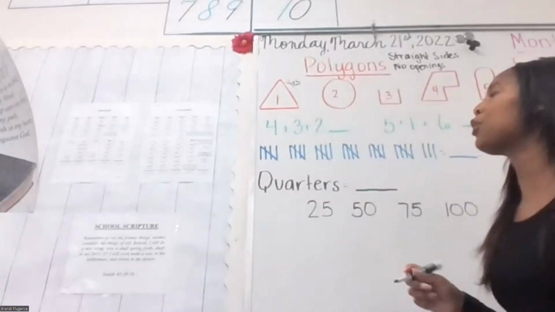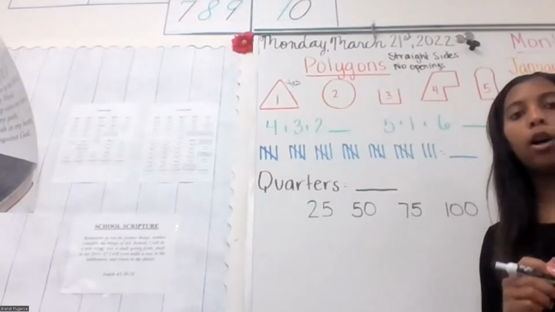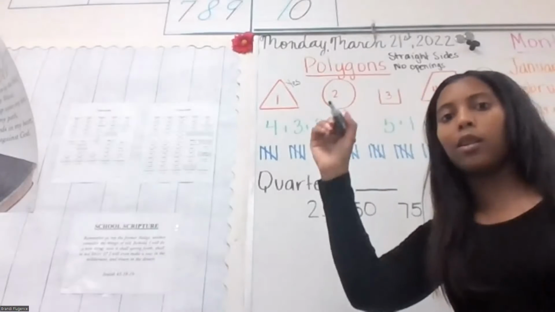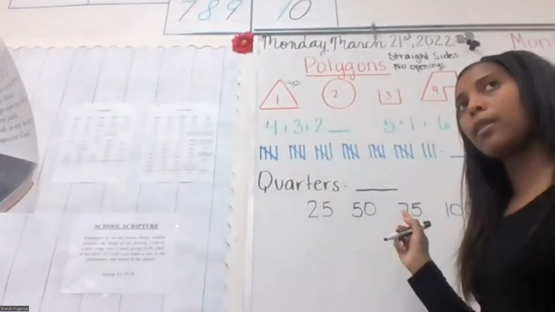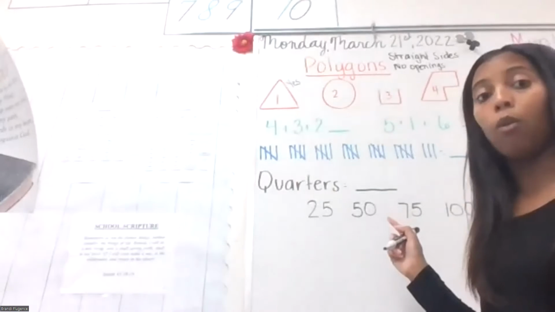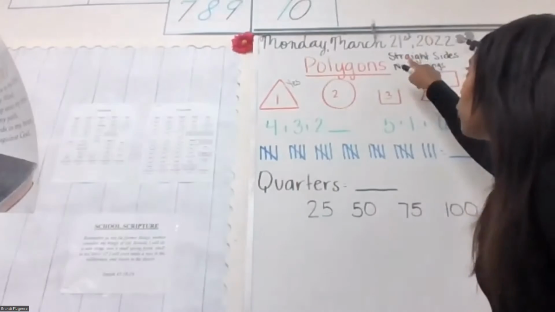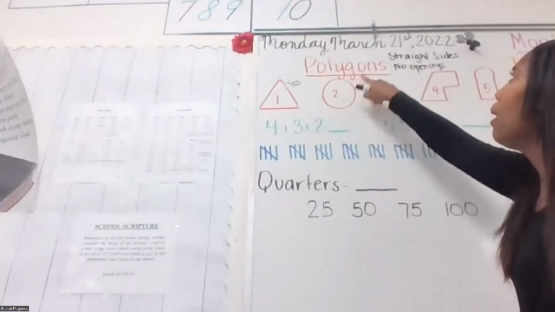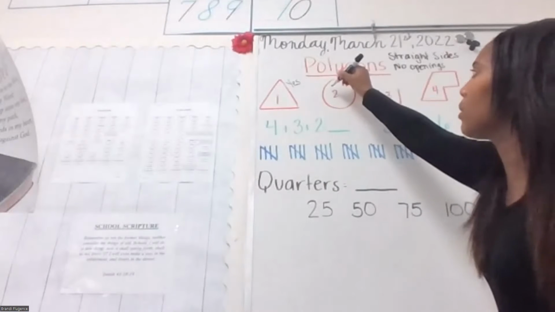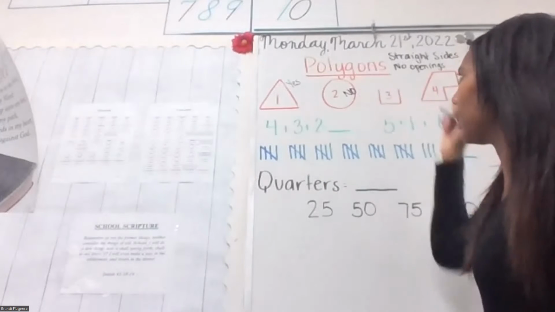Number two, does it have straight sides? No, it has curves. This is a circle. Does it have any openings? No. So could it still be a polygon? No. It has to have both in order to be a polygon. It has no openings, but it does not have straight sides. So number two is not a polygon.